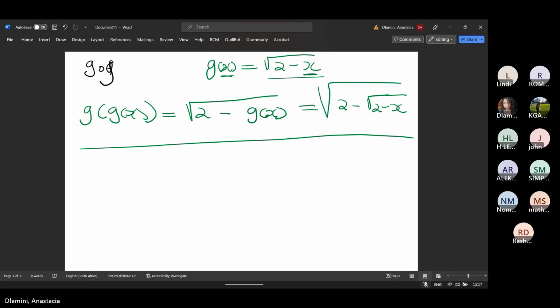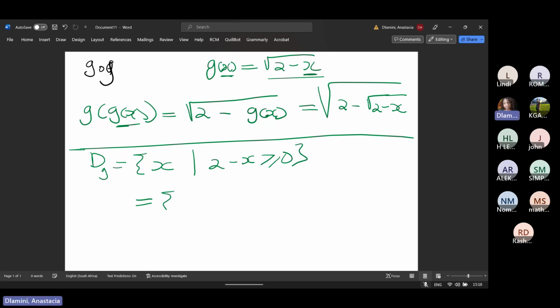So where do I start? Inside function. In this case, our inside function is G of X. So this is our domain. What is our inside function domain? We saw that this is 2 minus X greater or equal to 0. I don't want to solve it, so I'll go and copy it in the textbook. The answer was what? I forgot. Can someone help me? Remind me. So it was X less or equal to 2. We already sorted that one.